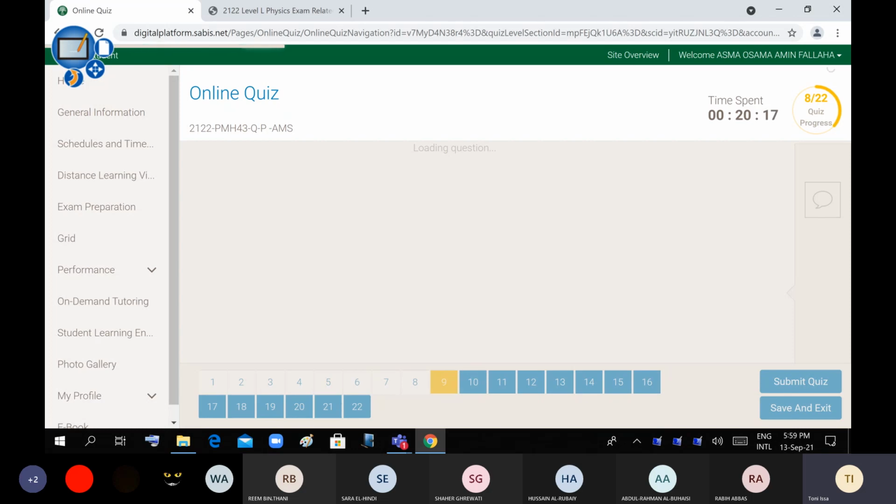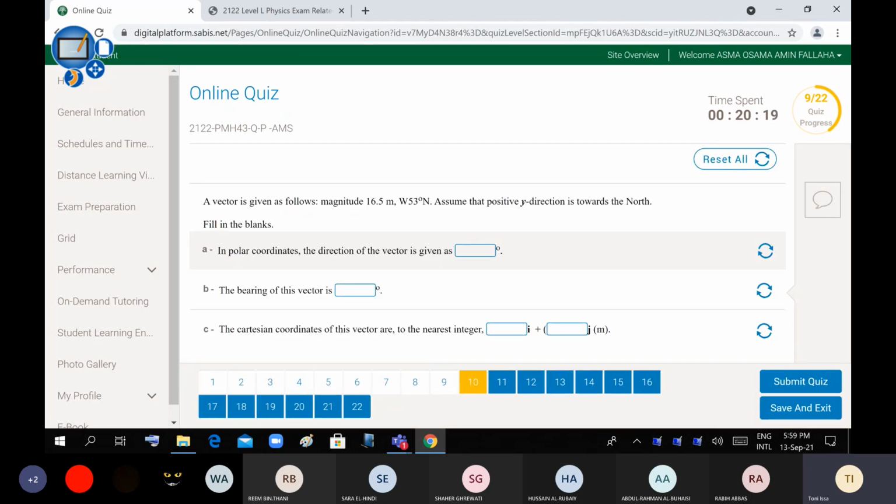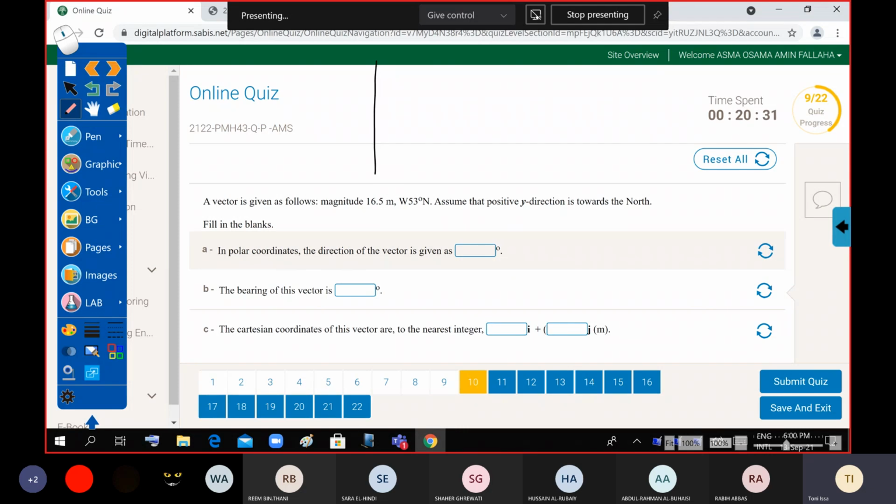Question 10. A vector is given as follows. Magnitude is 16.5 meters, west 50 degrees to north. Okay, so assume that y is towards the north. We already know that. Okay, so here, where is west? This is west. Remember, north, east, south, west. It's west 50 degrees north. So this is the angle that they are talking about.